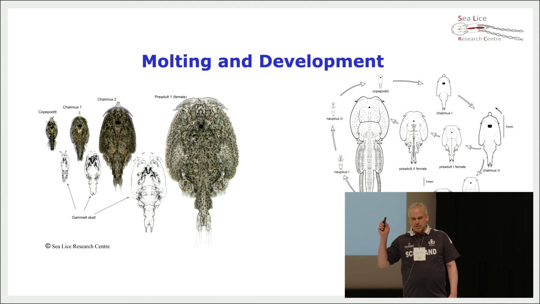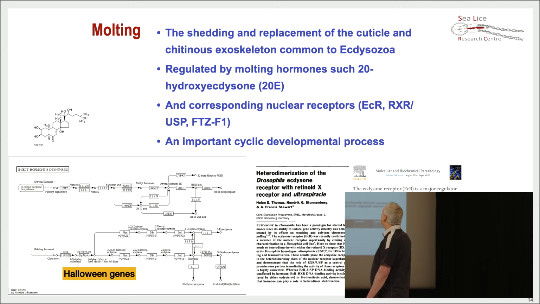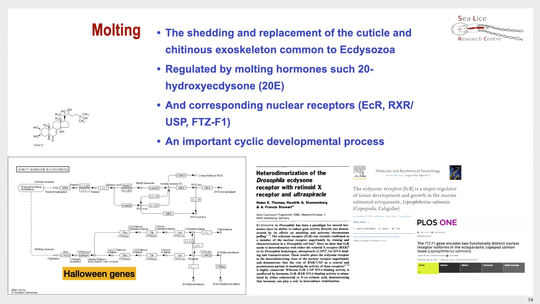Now, I need to explain another concept. That's molting and development, but only very briefly. So molting, the shedding and replacement of the cuticle and chitinous exoskeleton, is common to Ecdysozoa. It's regulated, among other things, by molting hormones like 20E.